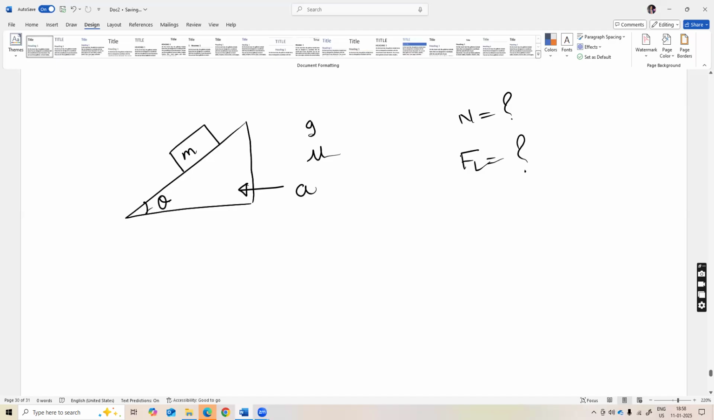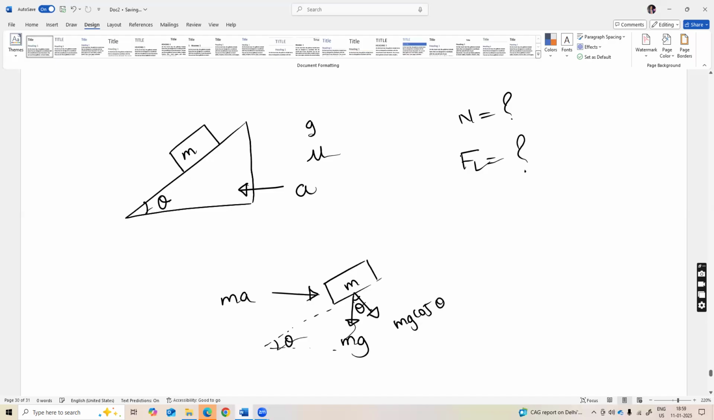So you are here, if you see this as m. If acceleration is in this direction, pseudo force of ma will act in this direction, okay? So if pseudo force ma is acting in this direction, this angle is, let's say, theta, and weight is acting in this direction, mg. So component of weight in normal direction is, this angle is theta, so it is mg cos theta.